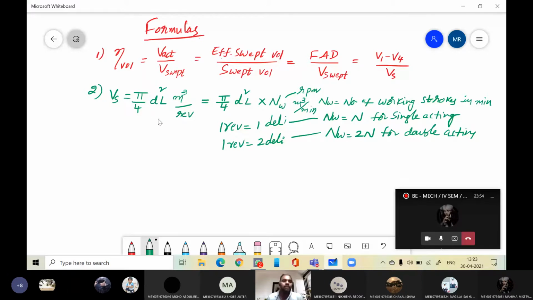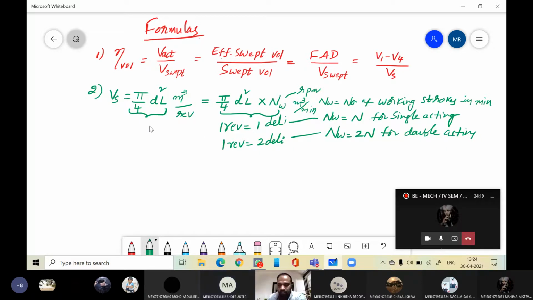Means we can calculate swept volume in terms of meter cube per revolution or meter cube per minute. It depends upon the data given, it depends upon the units you require. You need to decide which formula you need to use. Sometimes I may use pi by 4 d square L, sometimes I may multiply with N. It depends on the units required. Is it clear? All of you.